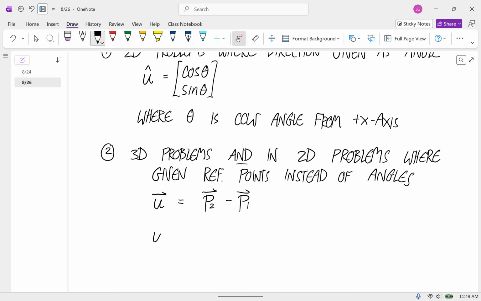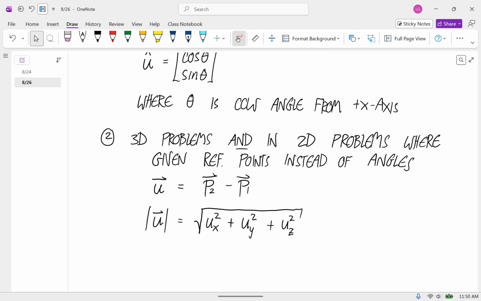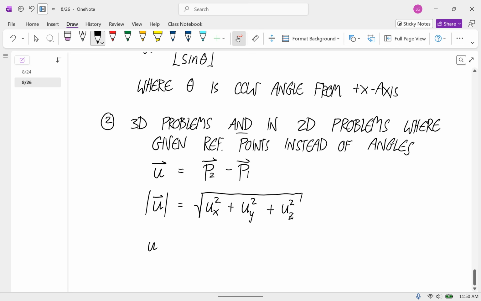Then the magnitude of that vector we'll get using the Pythagorean theorem. So ux squared plus uy squared plus uz squared, all square root. And then the unit vector is 1 over the magnitude times the original vector.